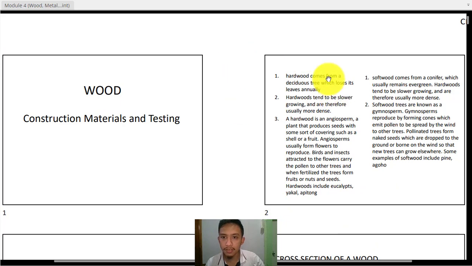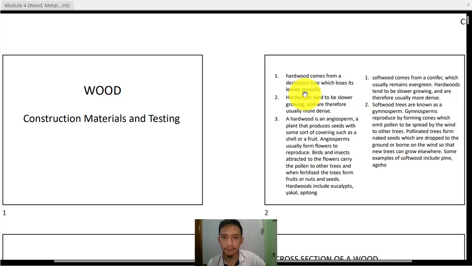The wood material we classify into two types, the hardwood and the softwood. Hardwood is commonly called angiosperm, and softwood is called gymnosperm. The hardwood is mostly coming from deciduous trees, which are trees that lose their leaves annually, so we have a season for this tree for spring and fall.